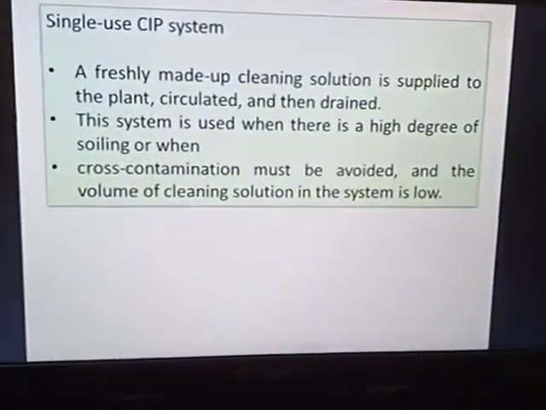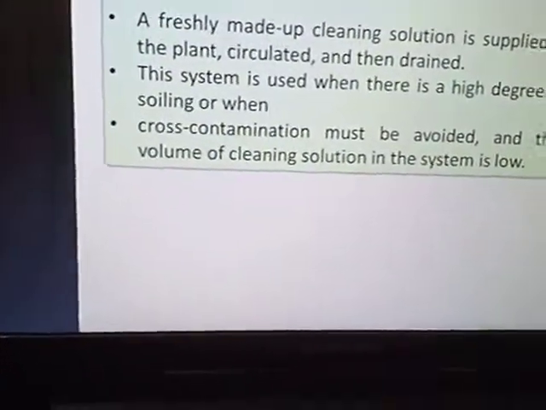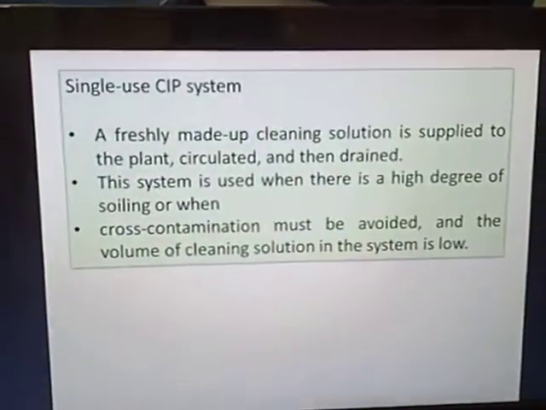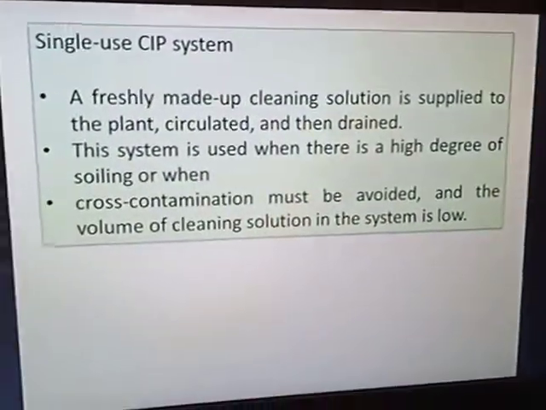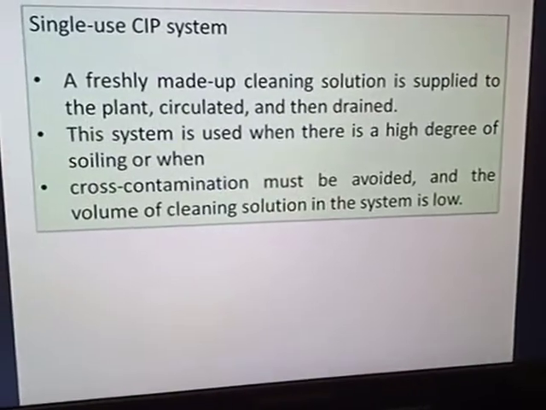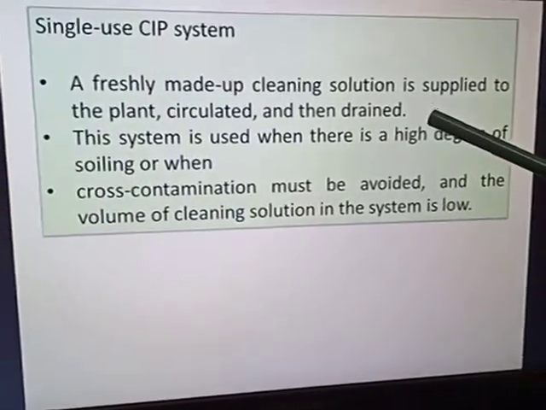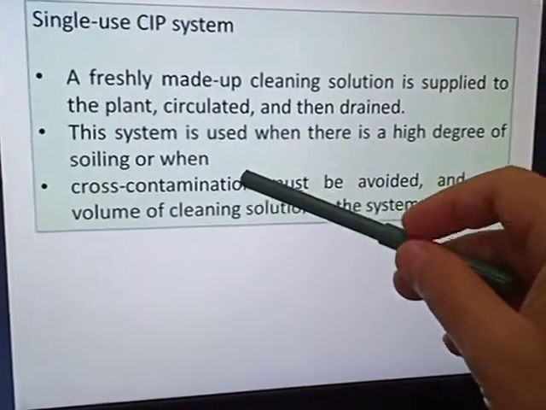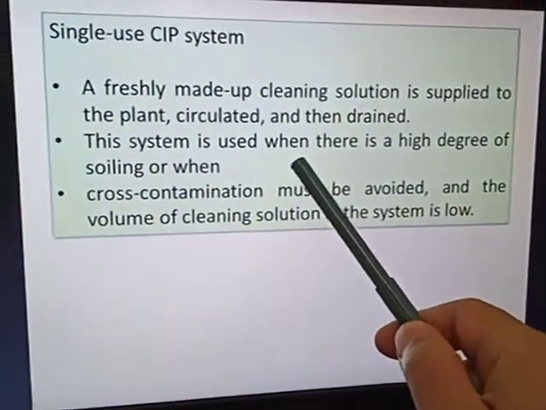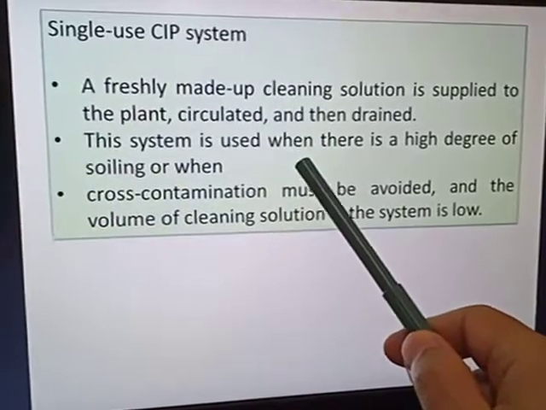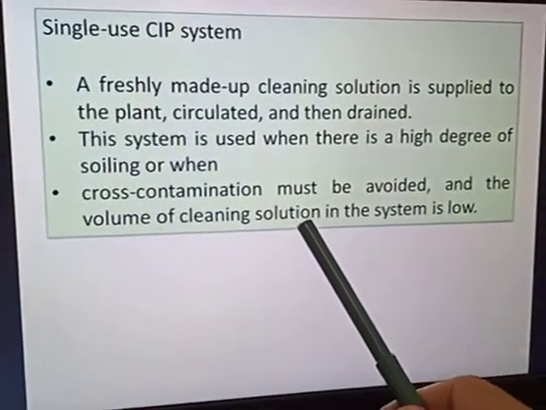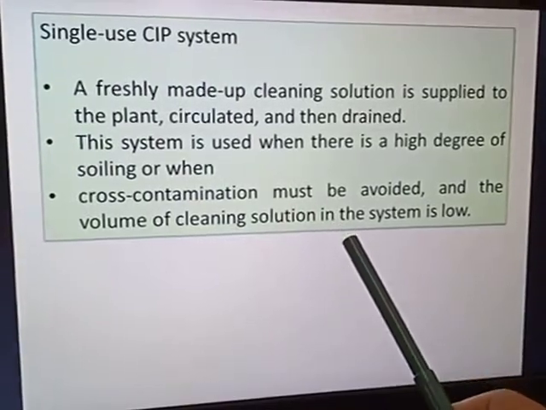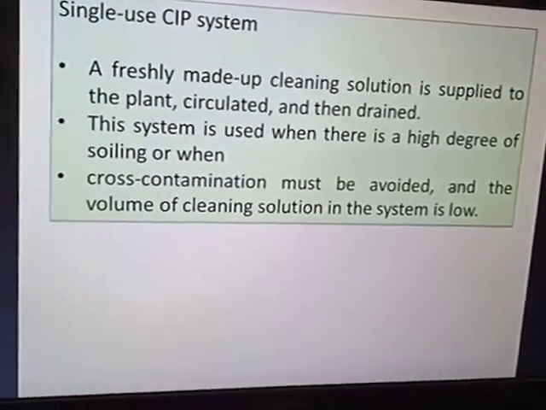Next, the single-use CIP system. A freshly made up cleaning solution is supplied to the plant, circulated and then drained. There is a circulation. This system is used when there is a high degree of soiling, or when cross-contamination must be avoided and the volume of cleaning solution in the system is low.